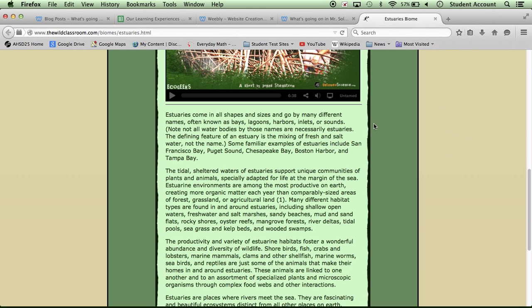And the ones that were examples of estuaries, another one is Puget Sound, and Boston Harbor and Tampa Bay. Even though they have the name of Sound, Harbor, and Bay, they are still estuaries because it's the transition zone between ocean and sea. It could be a sea, or it could be a river, or it could be a stream. Any transition between saltwater and freshwater is considered an estuary.